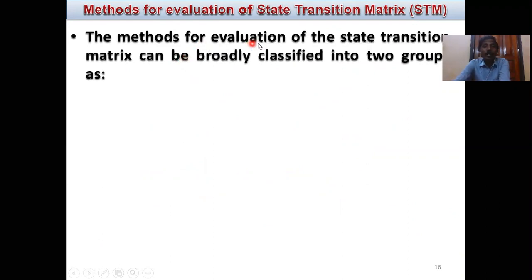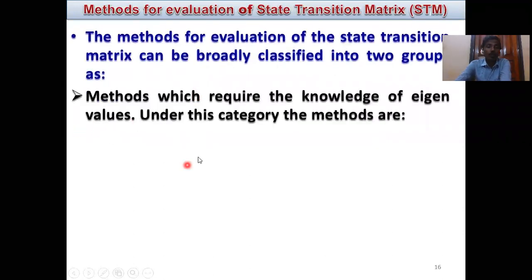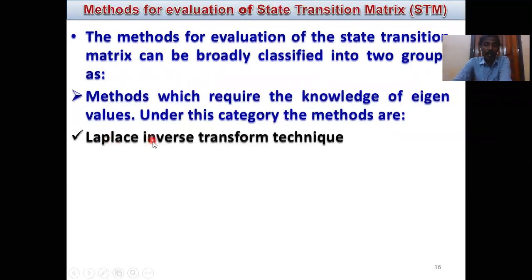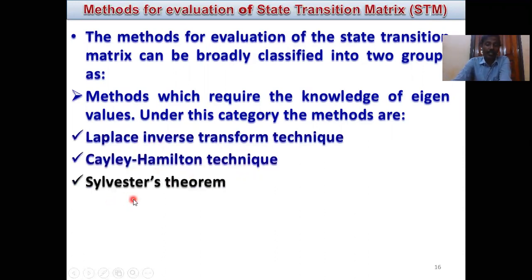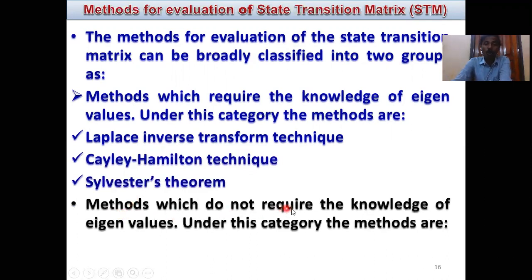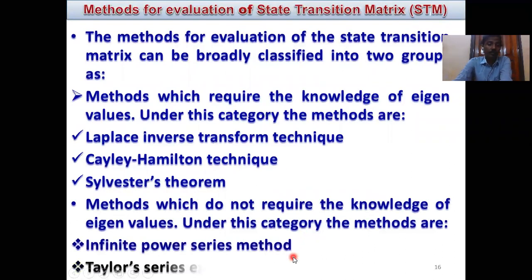for evaluation of the state transition matrix can be broadly classified into two groups. What are the two groups? Methods which require the knowledge of eigenvalues. Under this category, the methods are the Laplace inverse transform method, Cayley-Hamilton technique, and Sylvester's theorem. Methods which do not require the knowledge of eigenvalues. Under this category, the methods are the infinite power series method and Taylor series expansion technique.